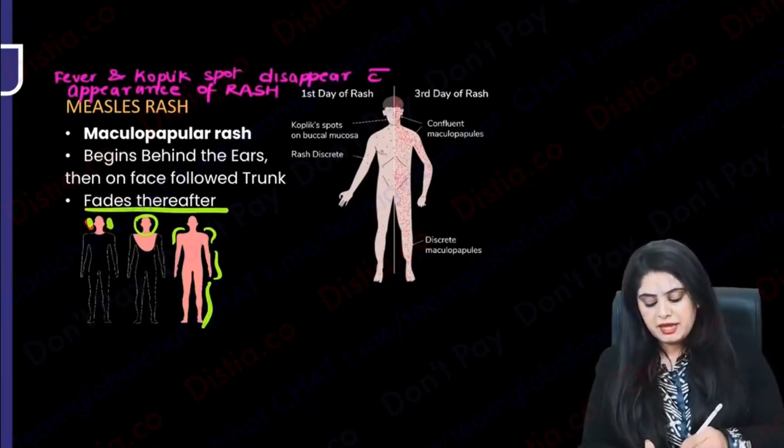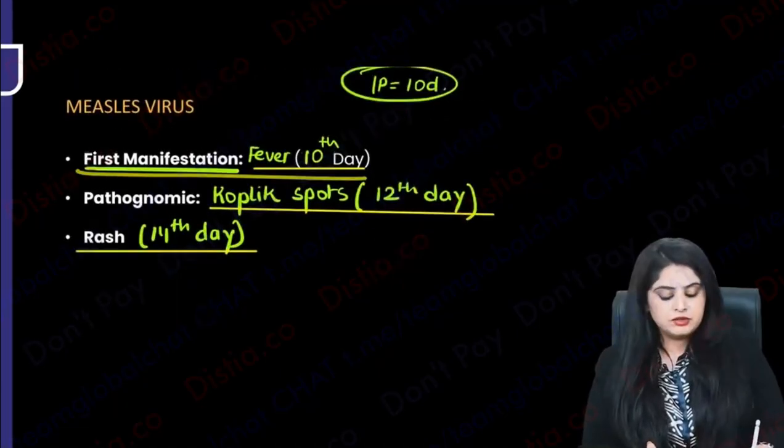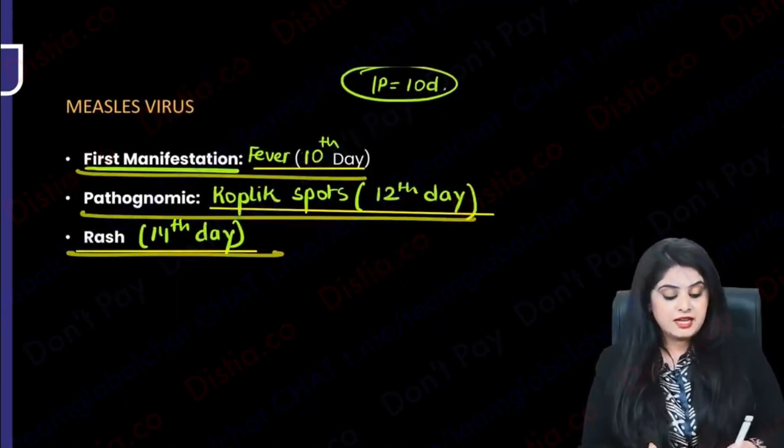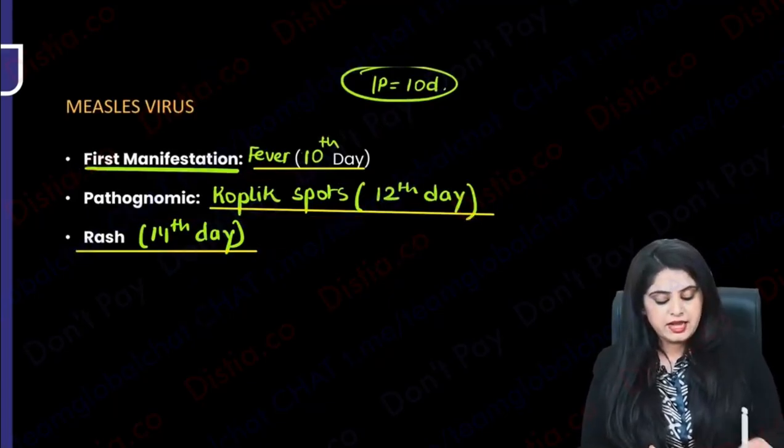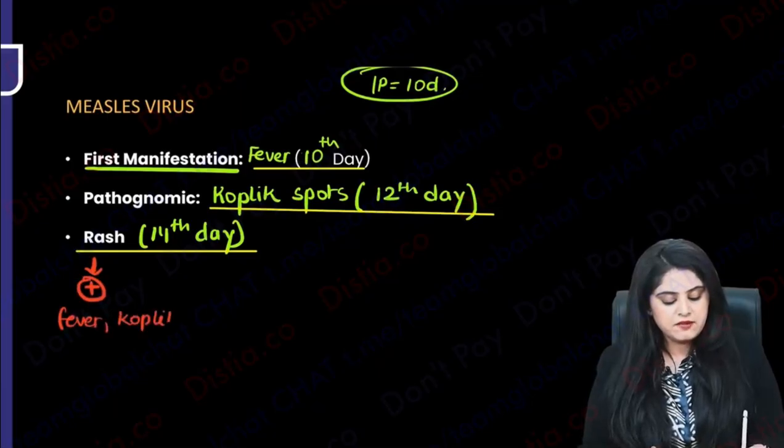So coming all the way back, when I told you this concept, that fever on the 10th day, then Koplik spots on the 12th day, and rash on the 14th day. So when the rash is present, at that time the fever and the Koplik spots disappear. Very, very important information that you have.